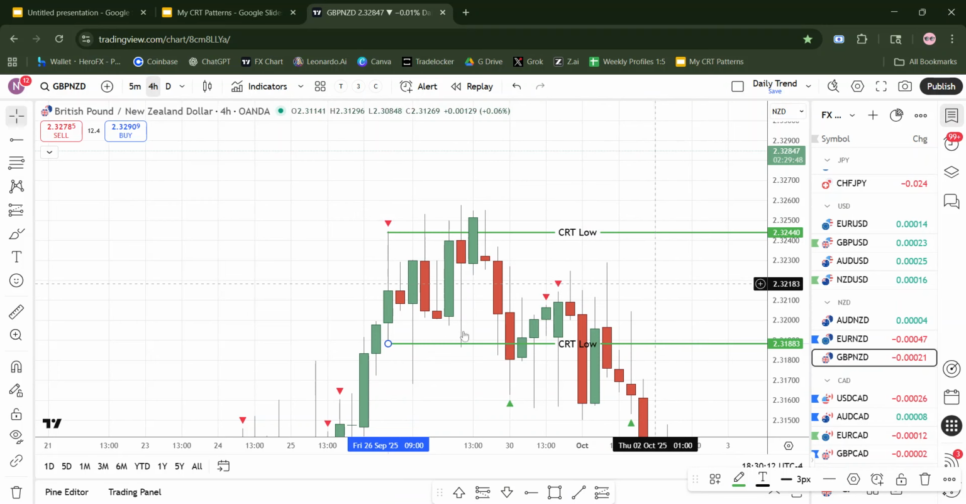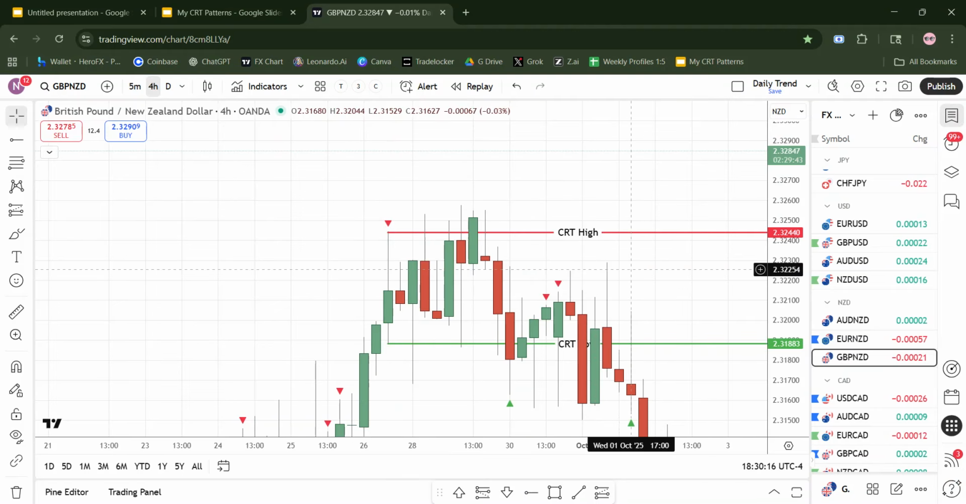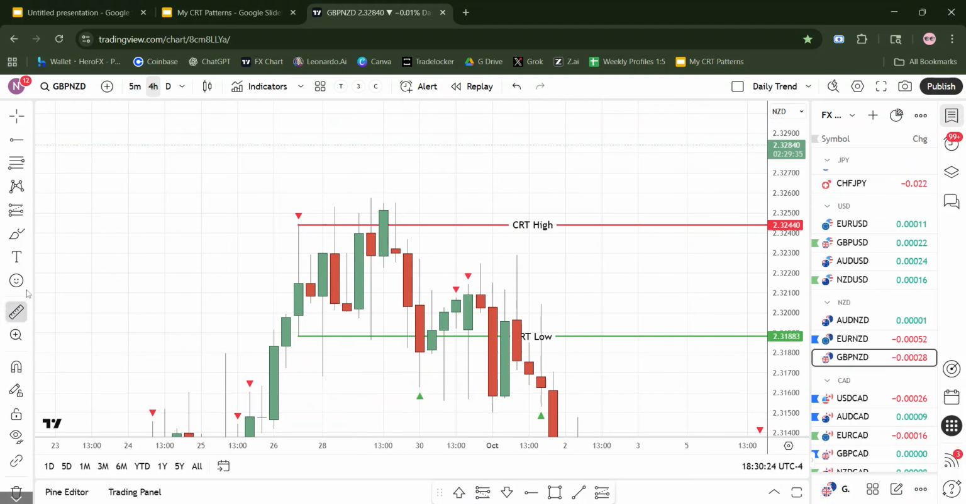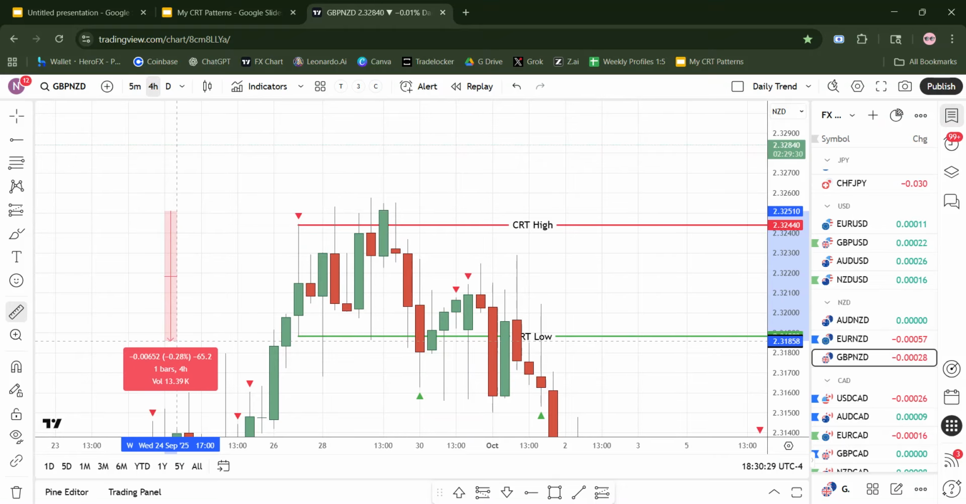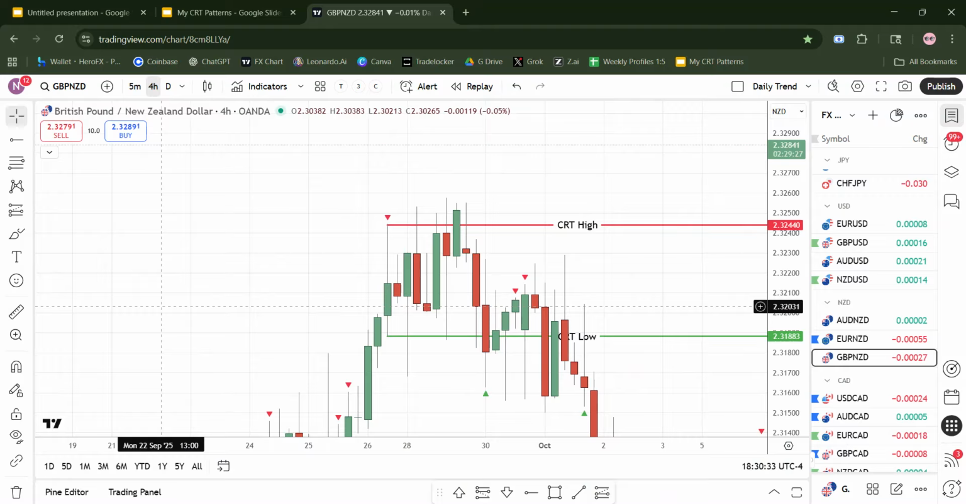See CRT low right there. I'm sorry, this is the high. Yeah, right there. So, that was what, Friday to Monday? Yeah, so I mean, that paid out pretty good. That would have been good for 60 pips to the bottom of the range or so. So that would have been a good one.